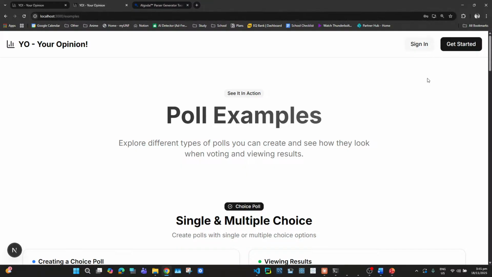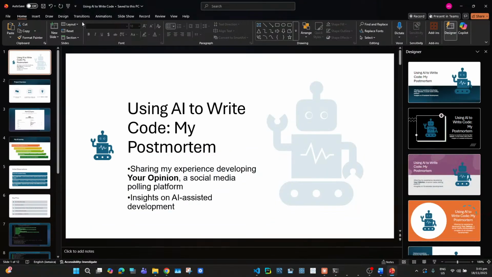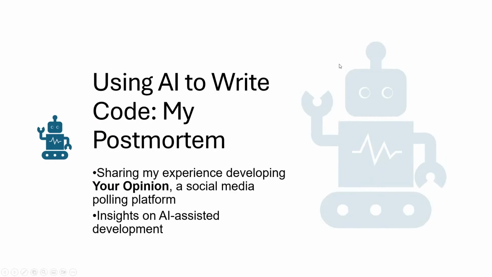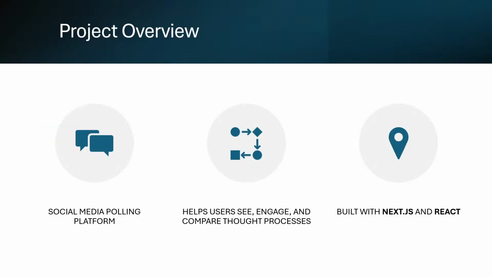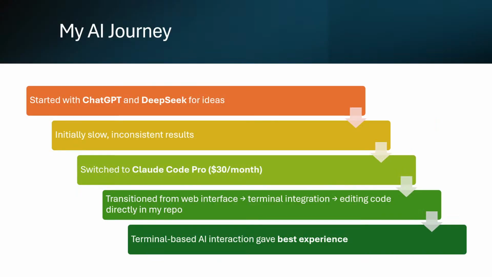Now I want to talk about my experience using AI to create this product. As I said, it's a social media polling platform. It helps users to see and engage, and it was built on top of Next.js, React, and Tailwind. And I showed you the example already.